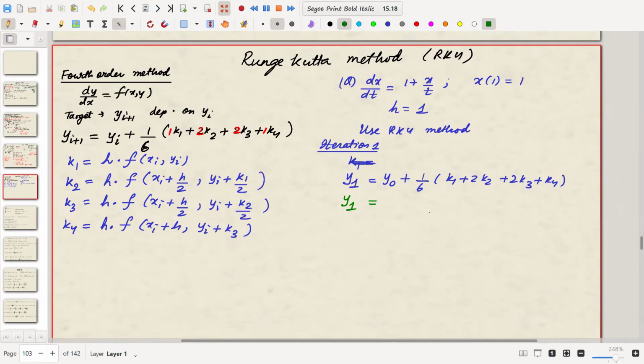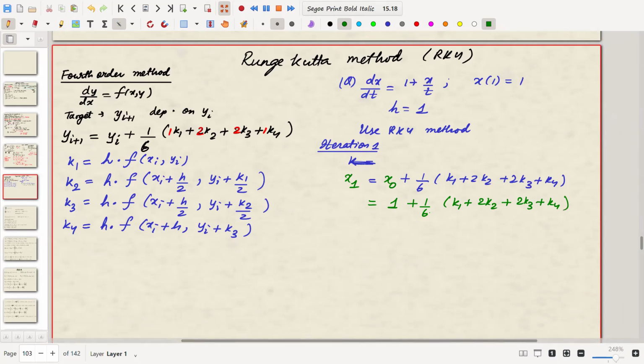I think I wrote a mistake here, right? We should not write y. Rather, we should write x1 is x0. So what is x0? X0 is 1 plus 1 by 6 k1 plus 2k2 plus 2k3 plus k4.